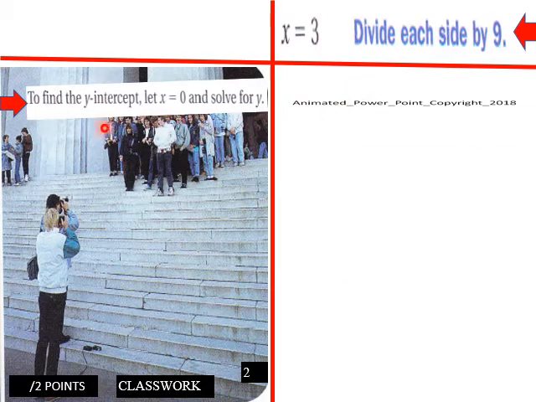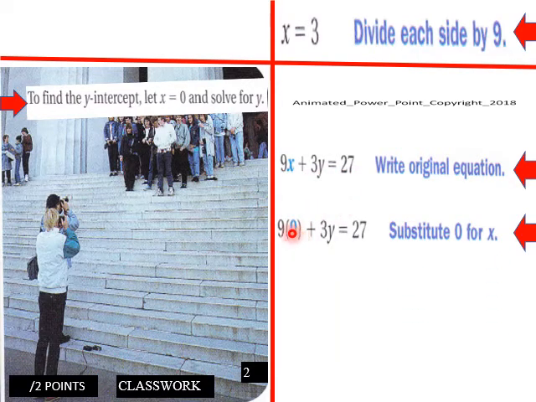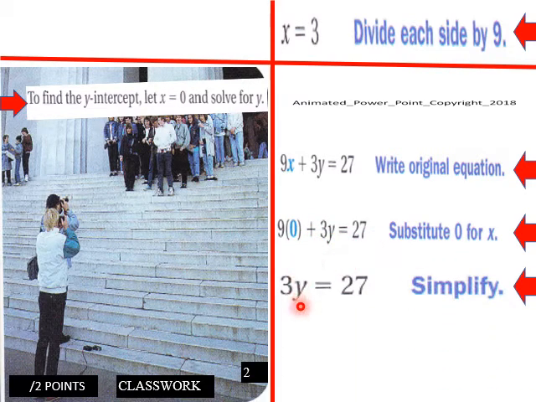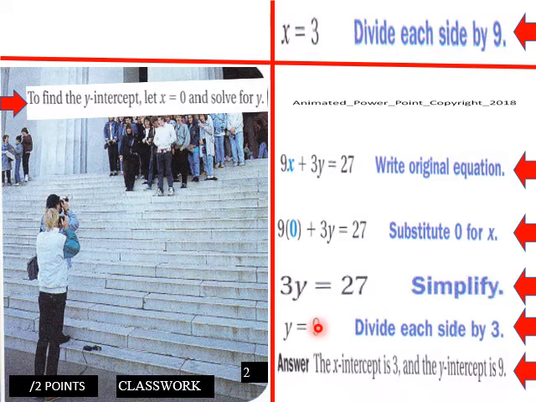Once we know x equals 3, to find the y-intercept, let x equal 0 and solve for y. So 9x plus 3y equals 27, and now we let x equal 0. We have 9 times 0 plus 3y equals 27. Substitute 0 for x, and when you have 3y equals 27, divide each side by 3, so y equals 9. So we have x equals 3 and y equals 9. The x-intercept is 3, and the y-intercept is 9.